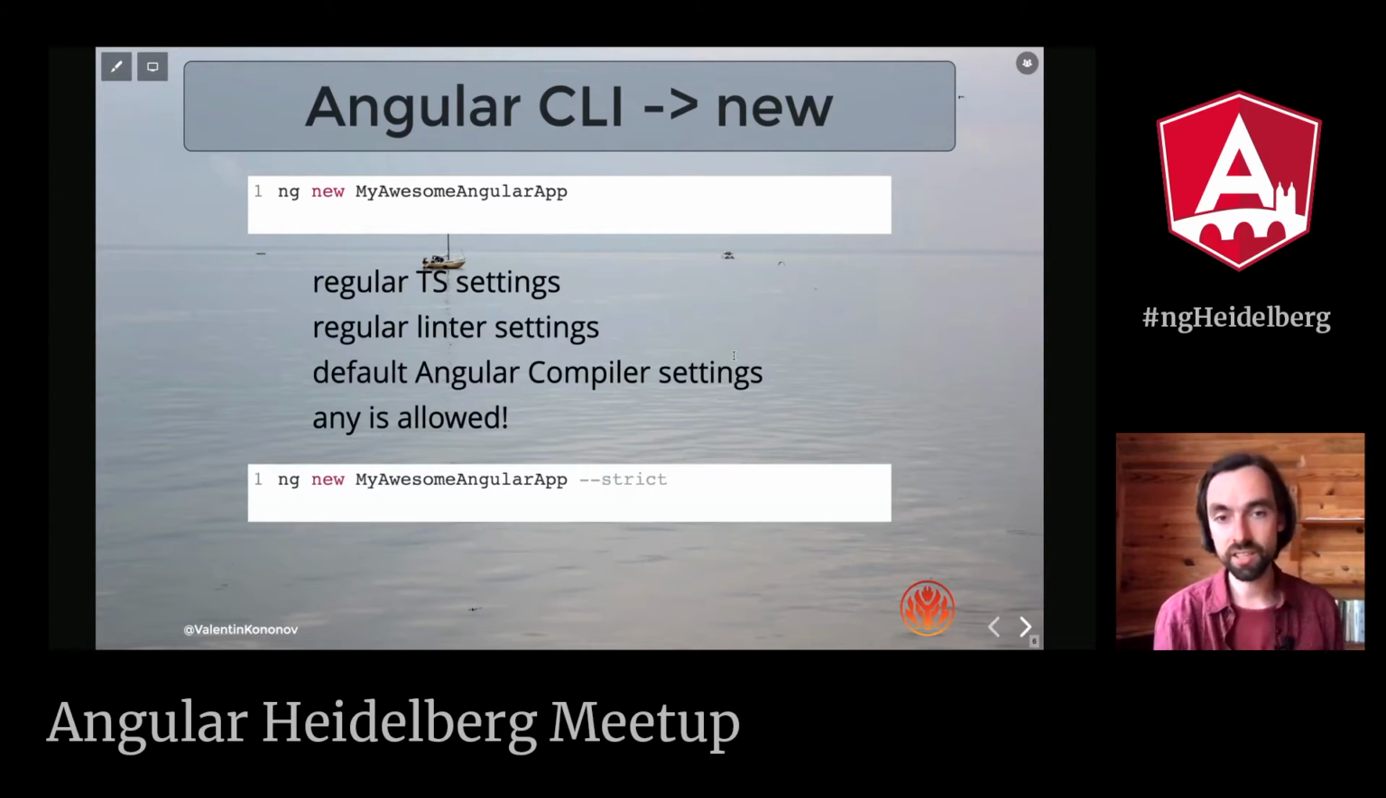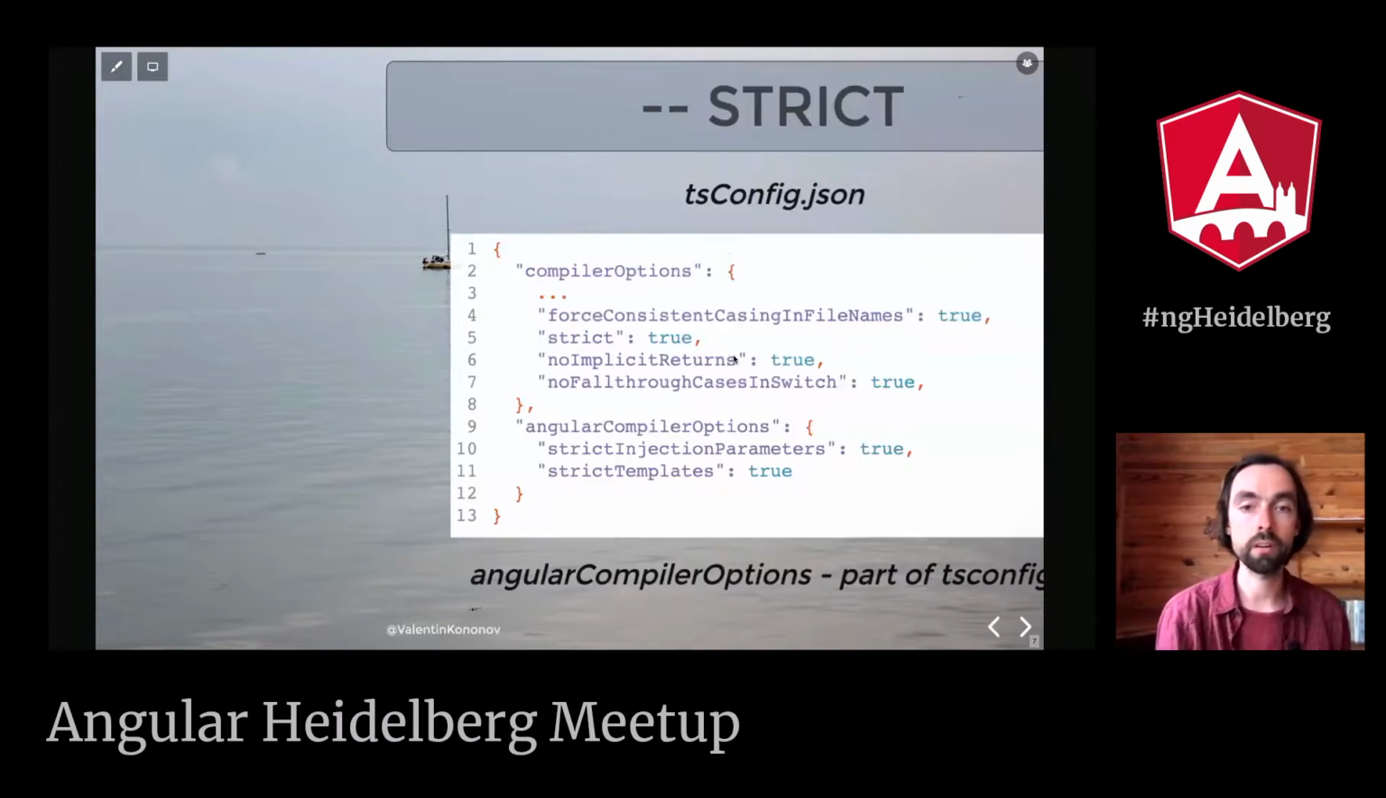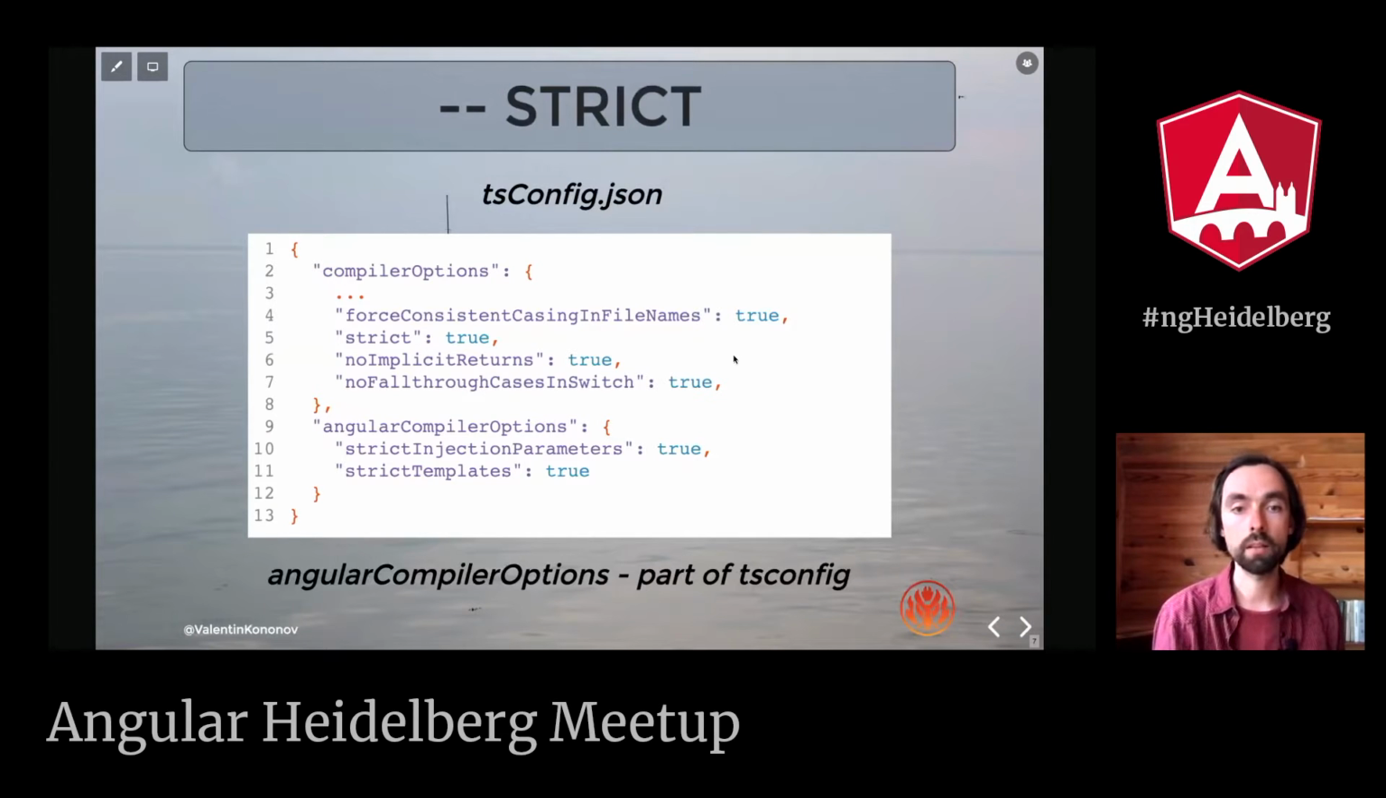So what I suggest here as a slight improvement is to use the strict option when you create the new Angular application with Angular CLI. When I was preparing for this talk, I just compared the difference, right? And the difference is not super significant in terms of the amount of settings, but the meaning of them is really important. So for example, in this slide, you see just the things which are present in a strict template and not present in the regular template of an Angular application.